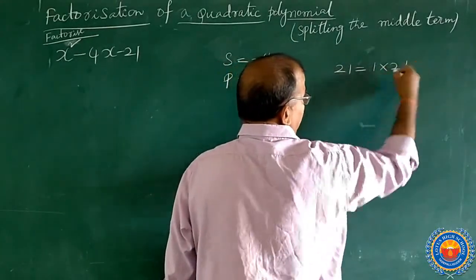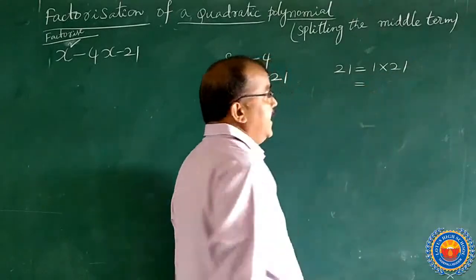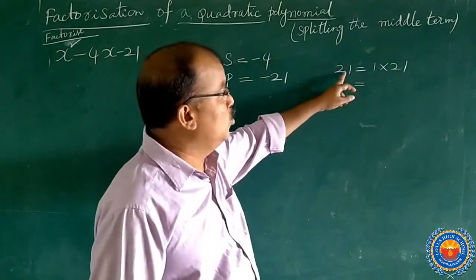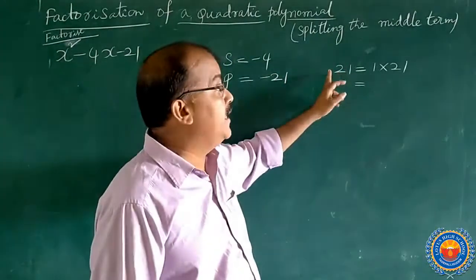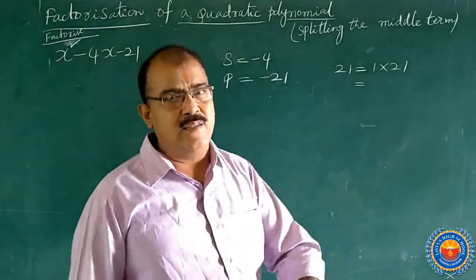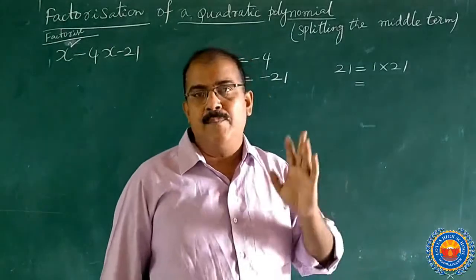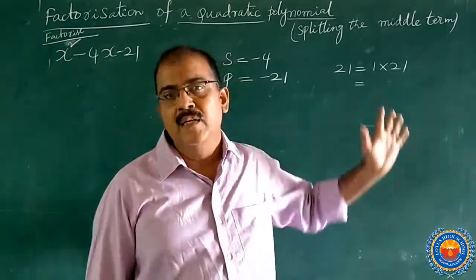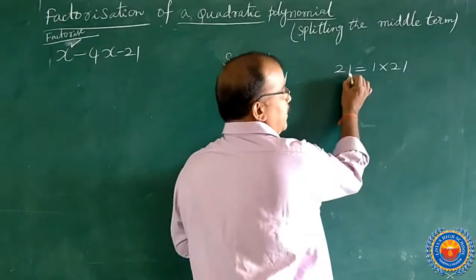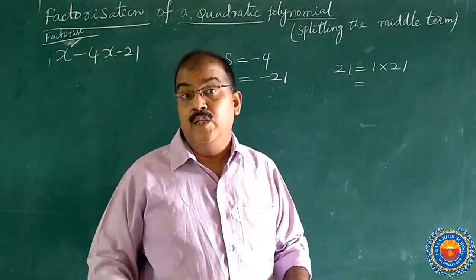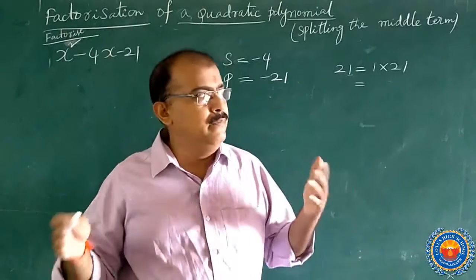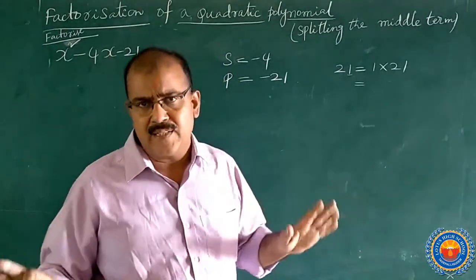1 into 21. 2 is not divisible; 21 is not divisible by 2. Why? Because you know the divisibility rule: the last number must be 0 or an even number. Here the last number is not even. That's why, as I said, divisibility rules are very, very important. Once you go through the meaning, it is available on all the websites.